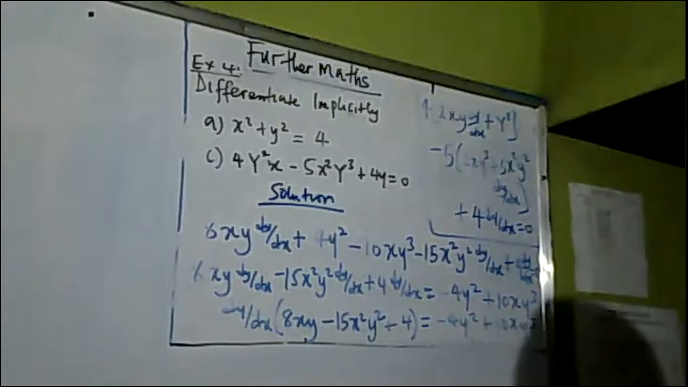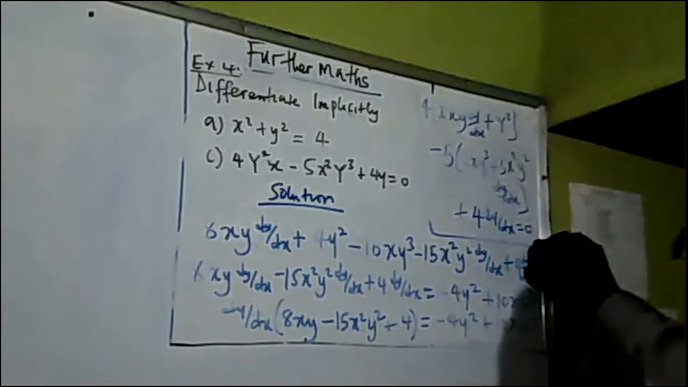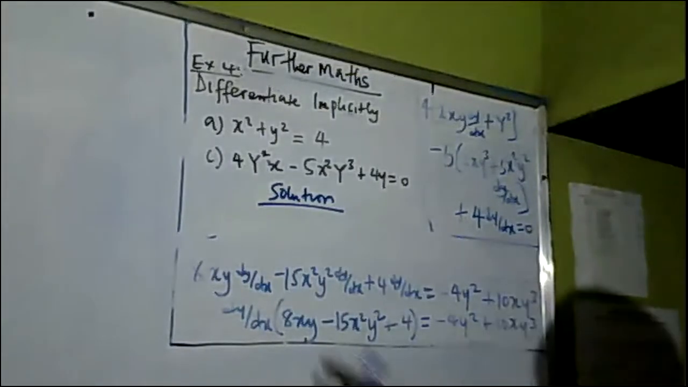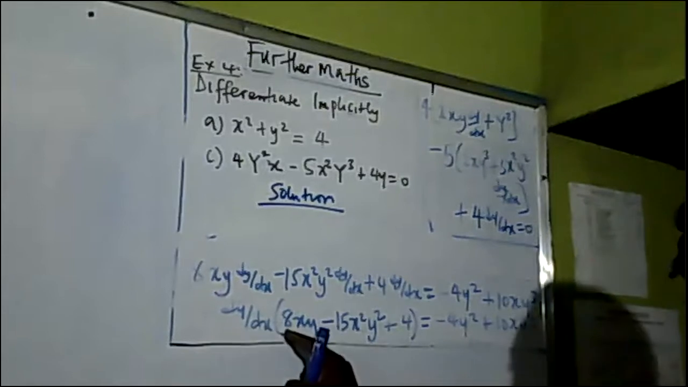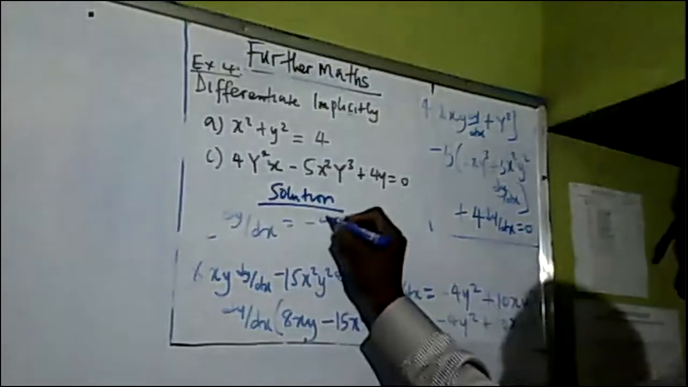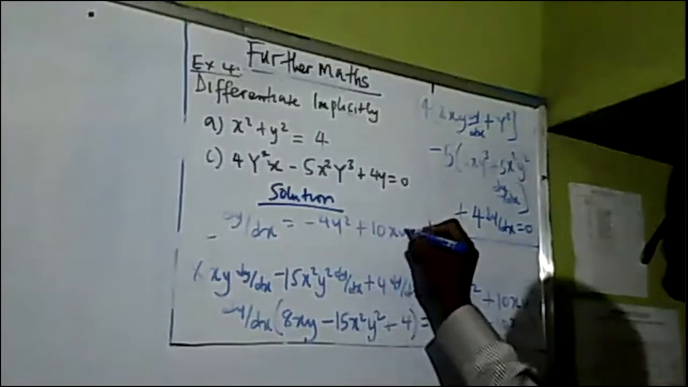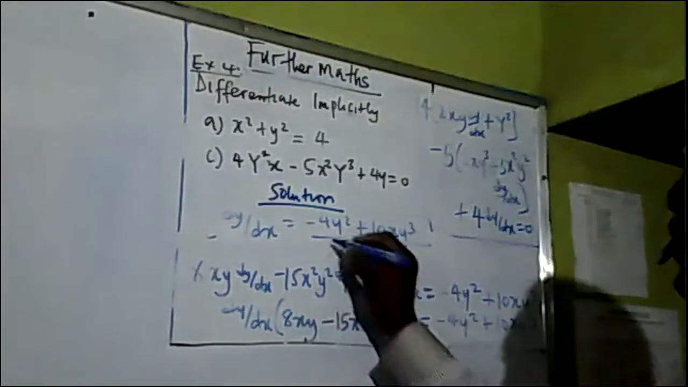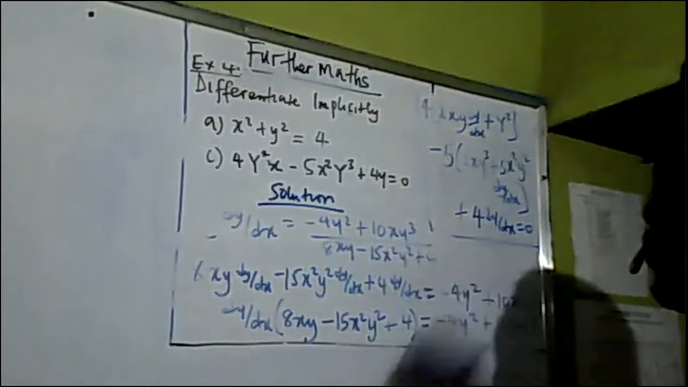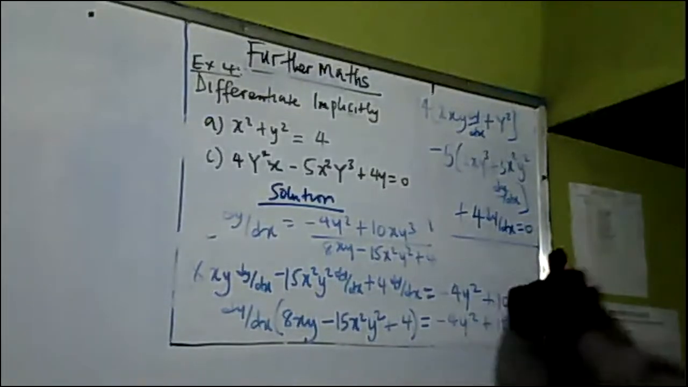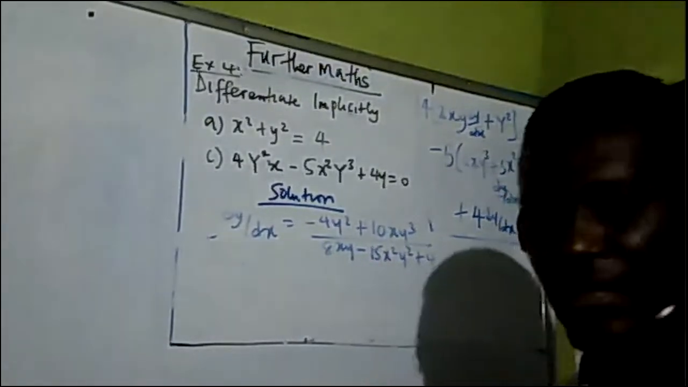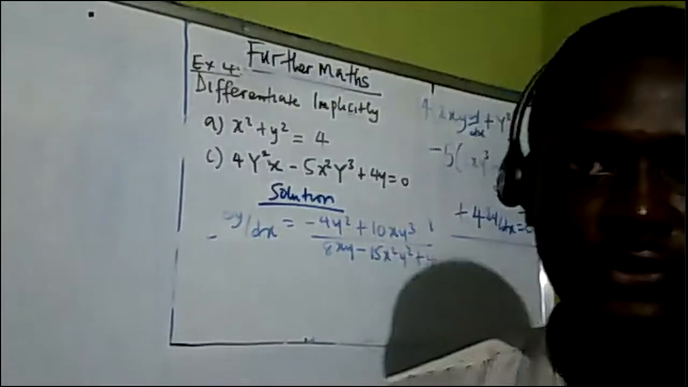So if I clean this, I don't want to use this place because it's not wide enough. So if I clean this place now, this becomes what? Divide both sides, make the dy over dx the subject of the formula. So you divide both sides by this. So the dy over dx will give us minus 4y squared plus 10xy cubed, all over 8xy minus 15x squared y squared plus 4. So that is our final answer. With that, hope you understand what I've just done.